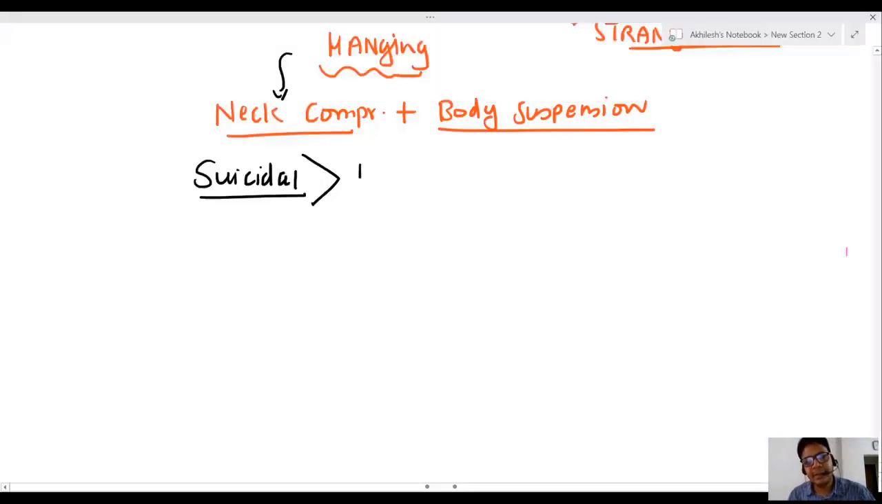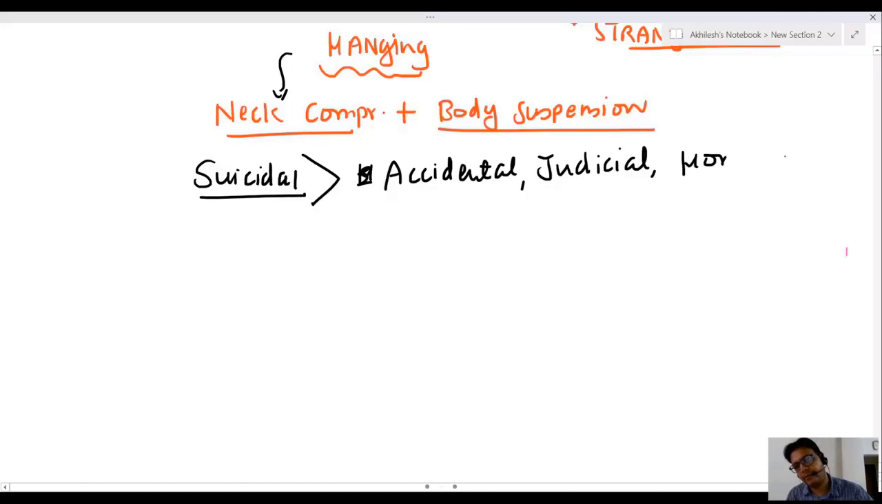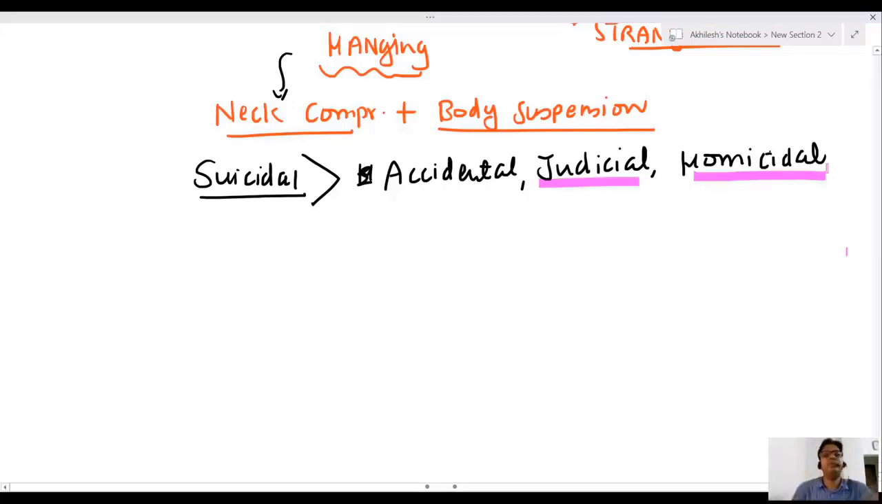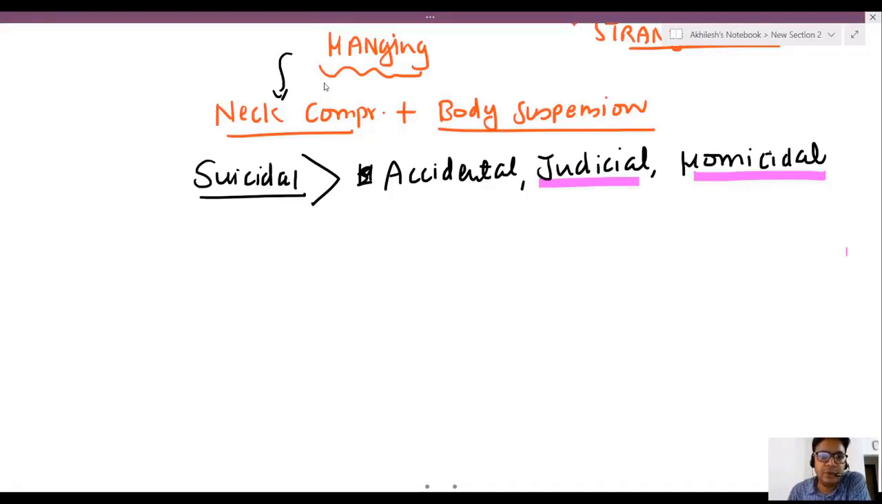But sometimes it may be accidental, judicial, which is in practice in India, and very rarely homicidal. You commit suicide, that is suicidal. You die accidentally, that is accidental. Government kills you, that is judicial. And some other person hangs you, that is homicidal. But sir, most common is suicidal.